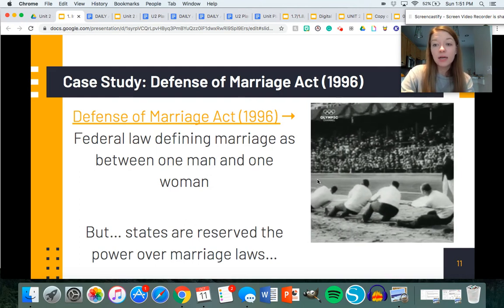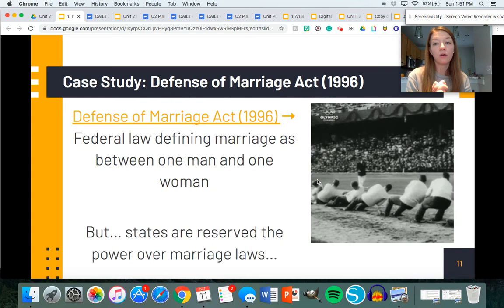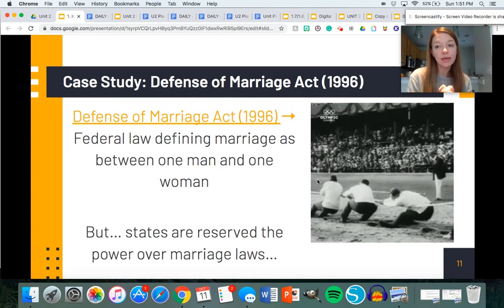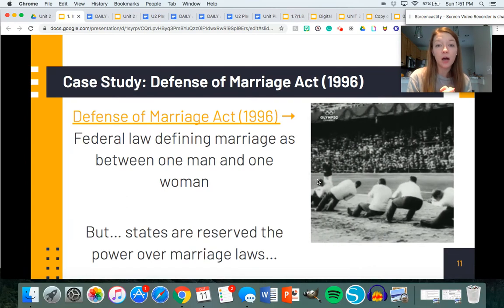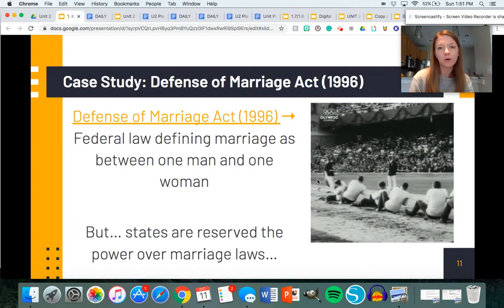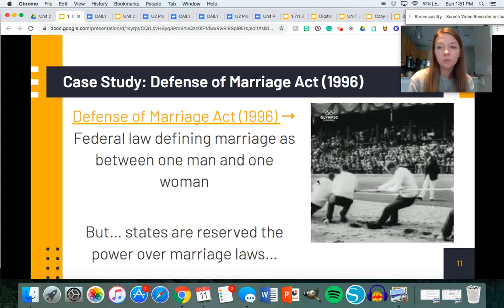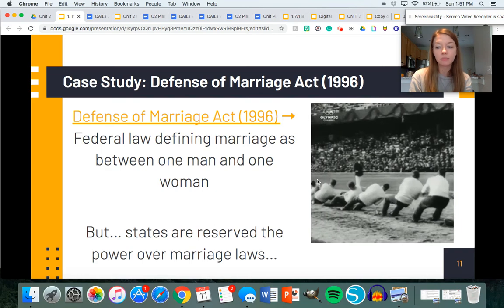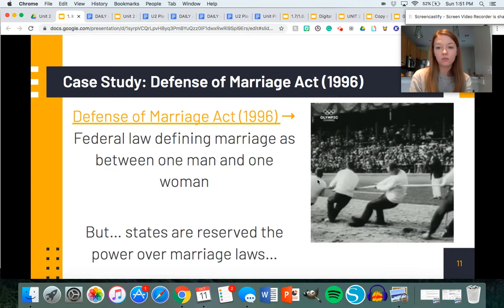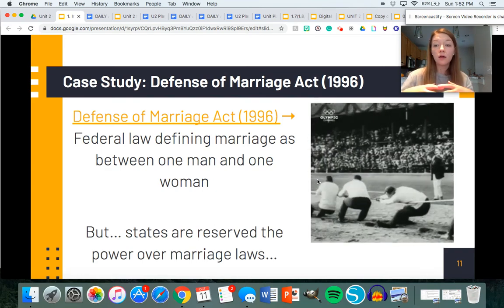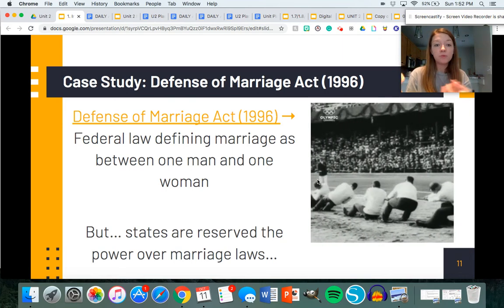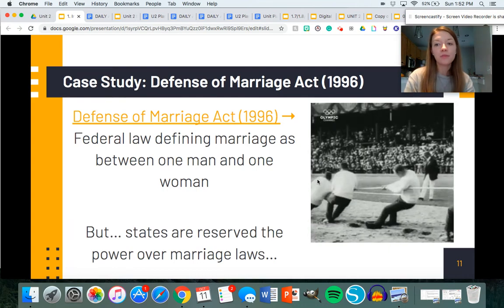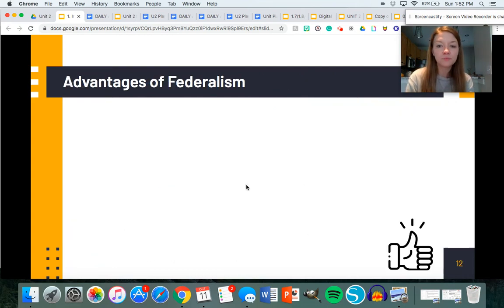Now, we're going to see kind of a battle rage on over the years up until 2015 with a court case called Obergefell v. Hodges, which we'll talk about frequently in the course. But this basically was the Supreme Court case a couple of years ago that outlined same-sex marriage as guaranteed under the Constitution. So that was a strain between national and state power that was put to rest, but just wanted to show you how these can come into conflict.